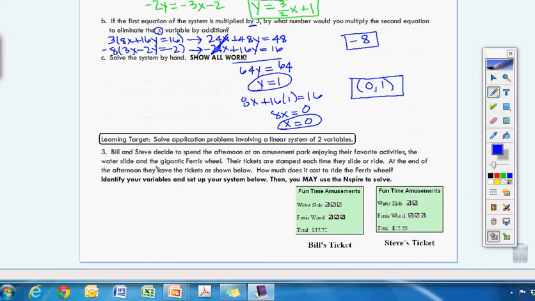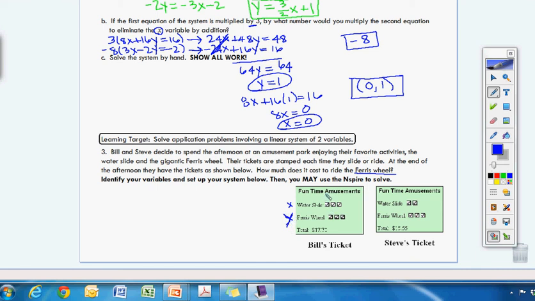Alrighty, so moving on to our application problem. Bill and Steve decide to spend an afternoon at an amusement park, enjoying their favorite activities, the water slide and the gigantic Ferris wheel. Their tickets are stamped each time they slide or ride. At the end of the afternoon, they have the tickets as shown below. How much does it cost to ride the Ferris wheel? I would say think of the water slide as your x, and think of the Ferris wheel as your y variable. Here's your two different variables.